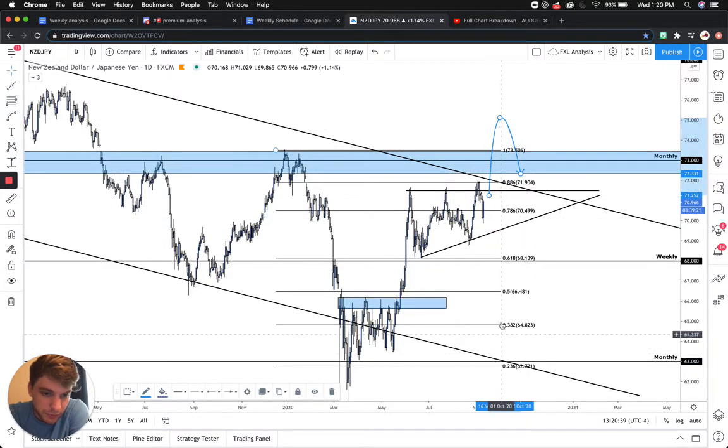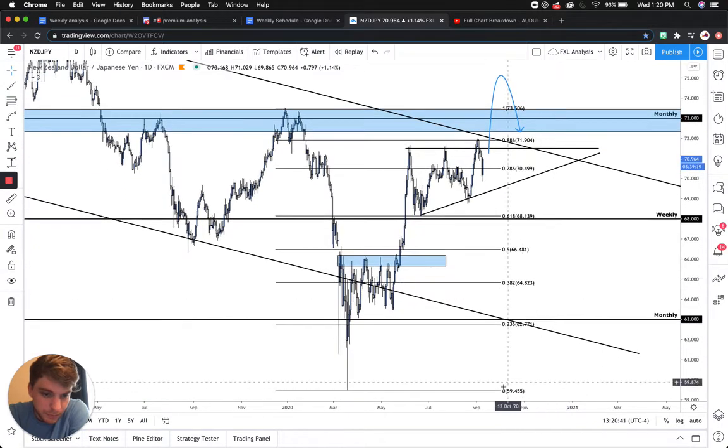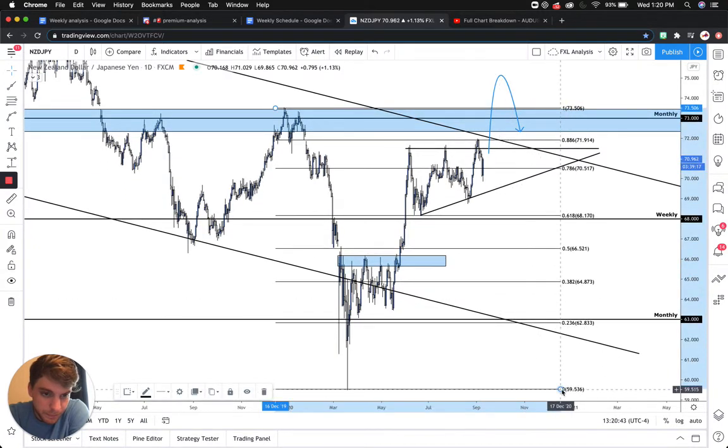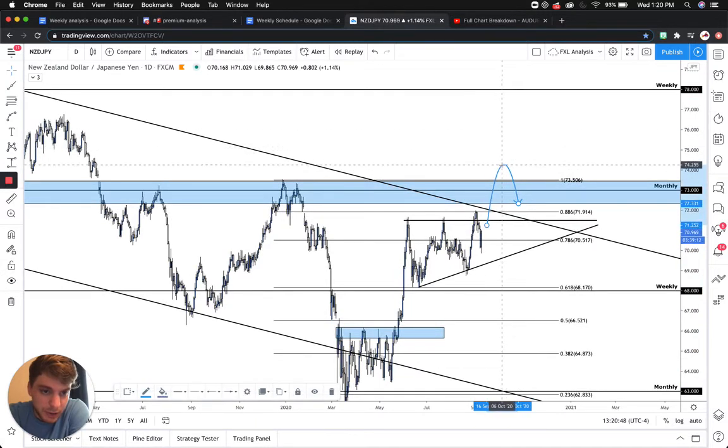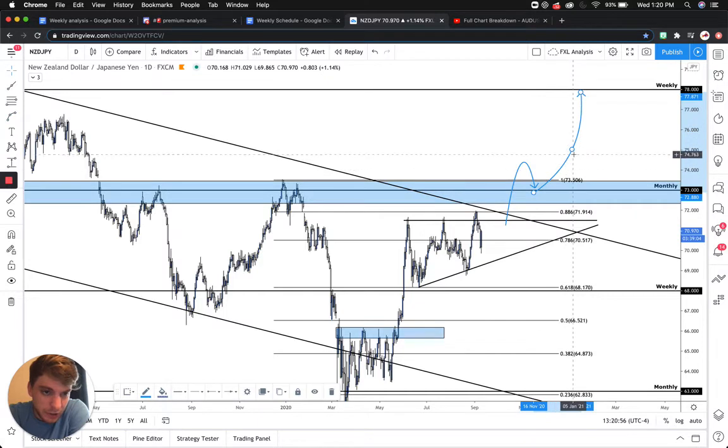Let me pull these fibs over. Okay, I want to see a higher low above this monthly zone before we get into any sort of long opportunity. Okay, so something like this. Then you could target higher towards key fib levels and key resistance. All right, so something like that.